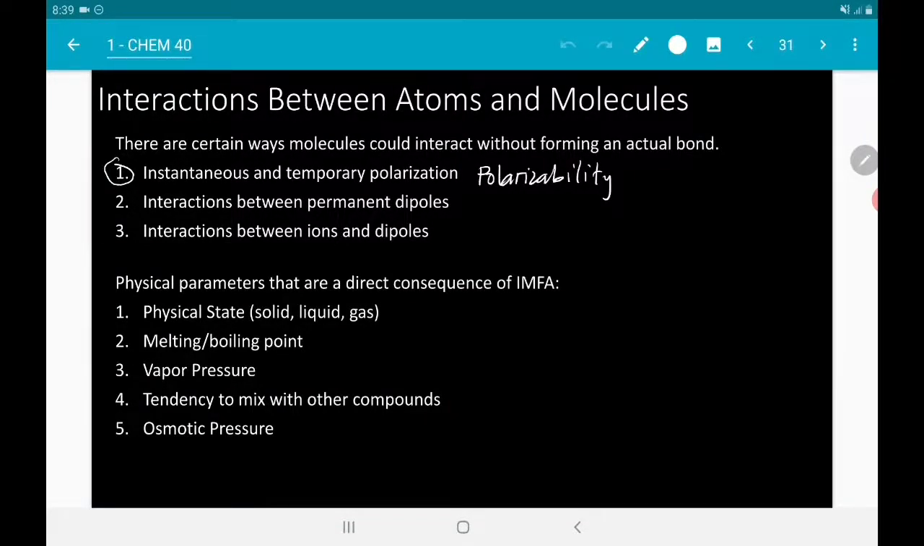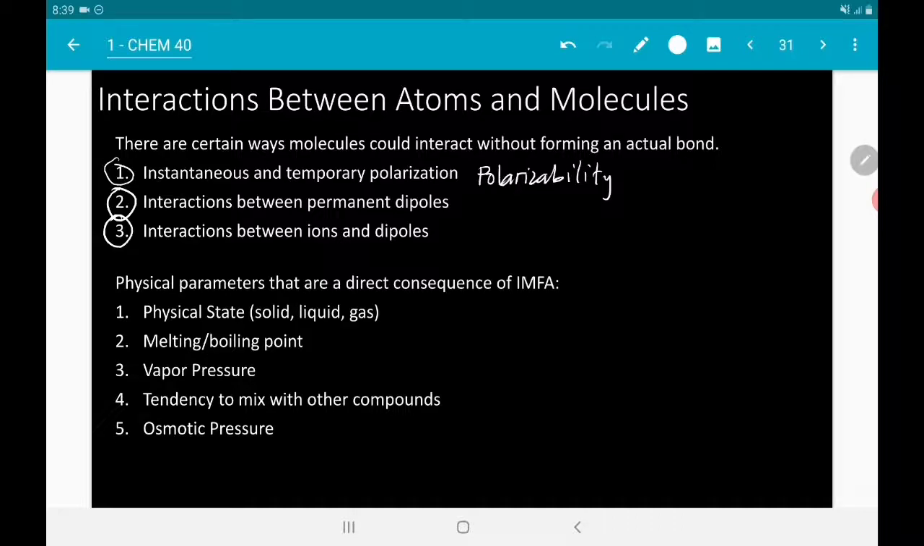Number 2, interactions between permanent dipoles. So, this is prominent. Pagdating natin sa water, water has a permanent dipole due to its geometry. So, yung interaction between water molecules, they are very strong. And also, there are interactions between ions and dipoles. Kaya nagkakaroon ng ion-dipole interaction, nagkakaroon tayo ng mixing sa solution because of this particular interaction.